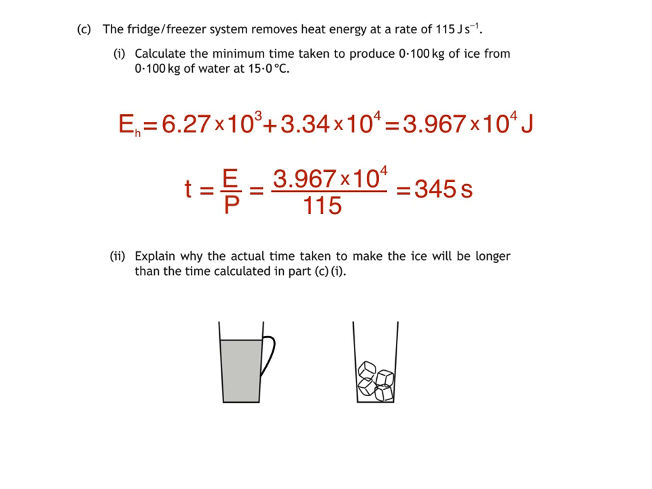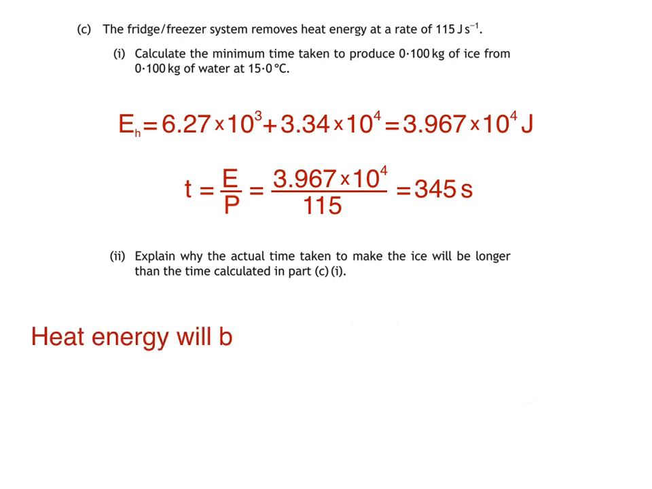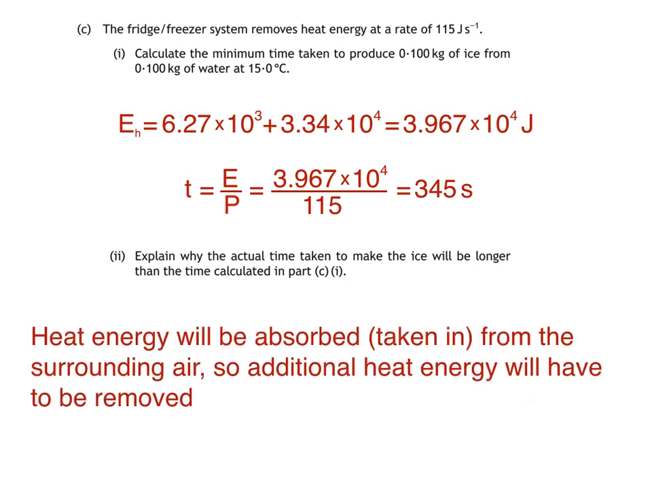Why this takes longer than the calculated time in C part 1 is because the heat energy is absorbed from the surrounding air, which is at a higher temperature. This means that more heat energy will have to be removed. And that's our answer. Heat energy will be absorbed or taken in from the surrounding air, so additional heat energy will have to be removed.